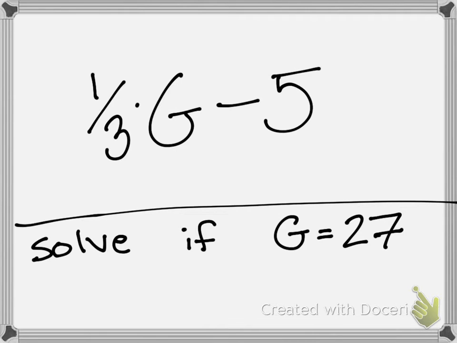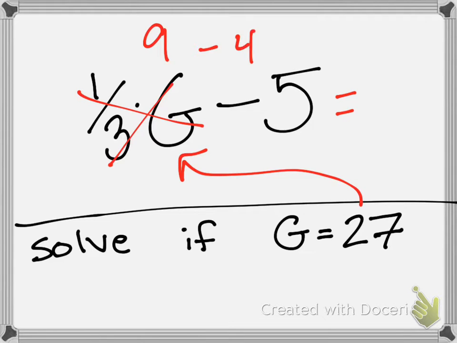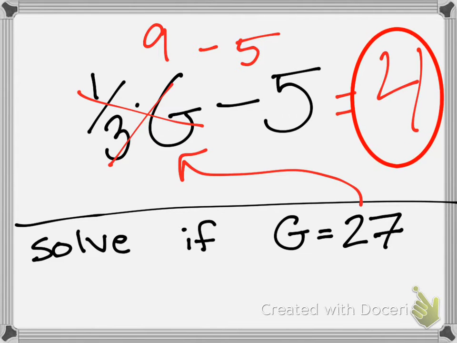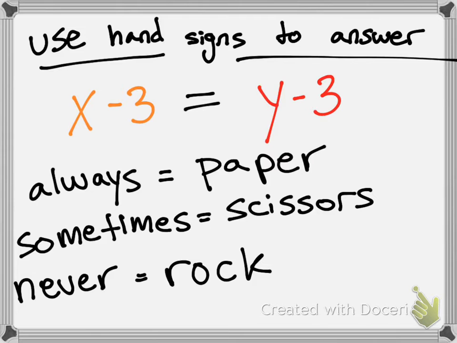Now that we have that expression, I want you to solve it on the paper. If G is equal to 27, so if George is 27 years old, I want you to solve what the answer we will get is. Show me on your fingers. What is the answer? The answer is 4. We plug in 27. 1/3 of 27. 27 over 1 times 1 over 3, or 27 divided by 3 is 9. 9 minus 5 is equal to 4. Excellent.